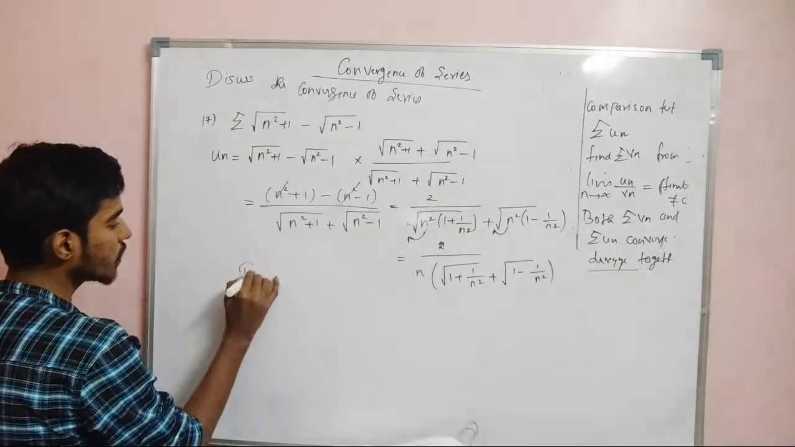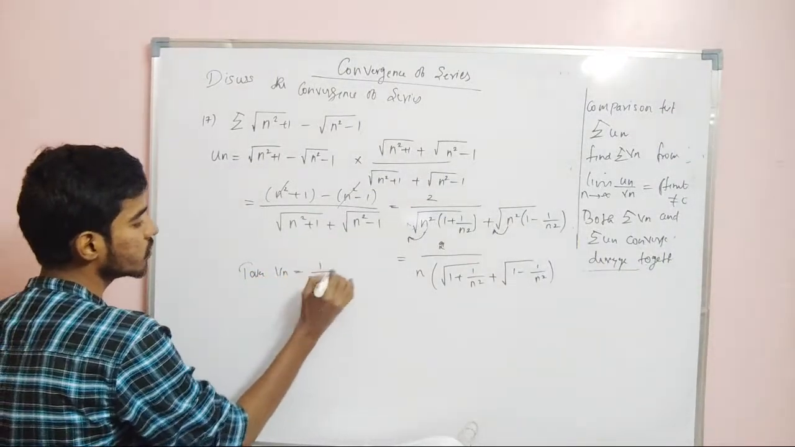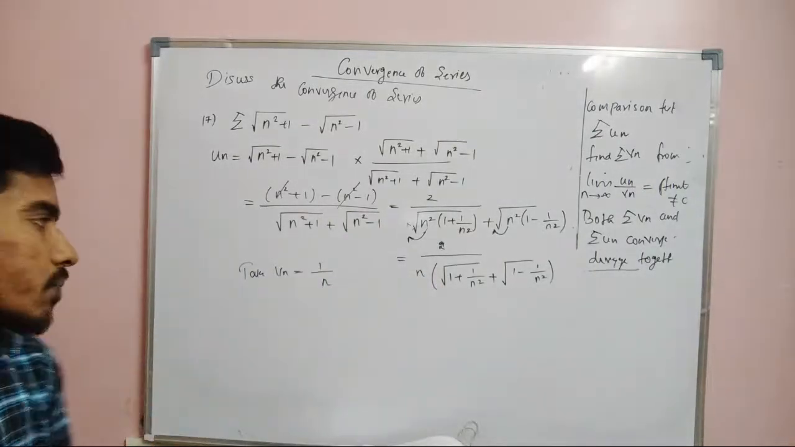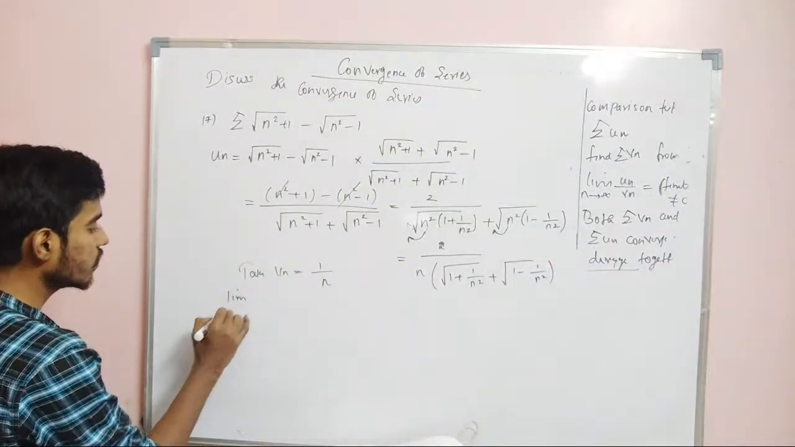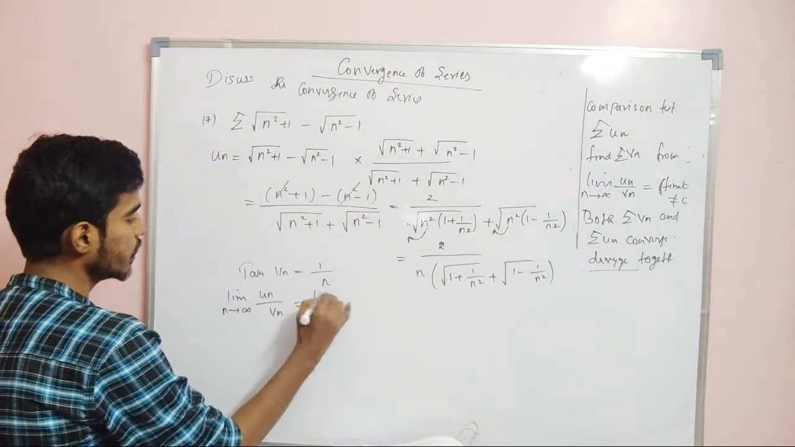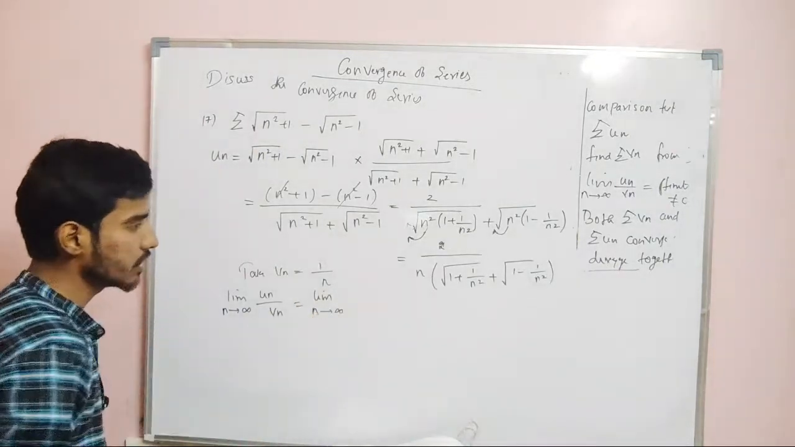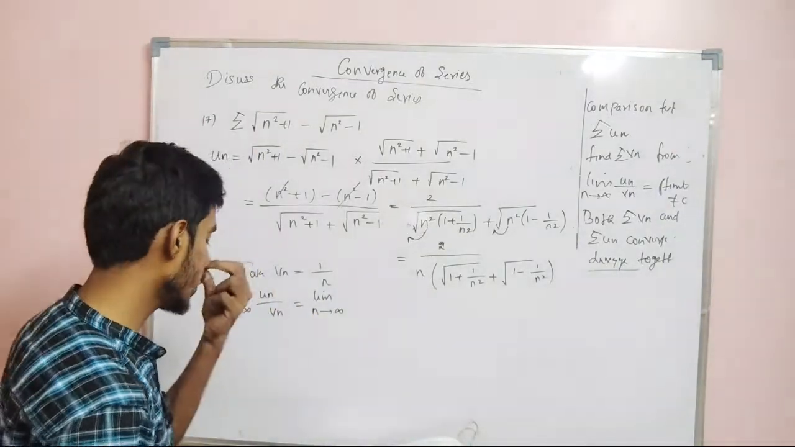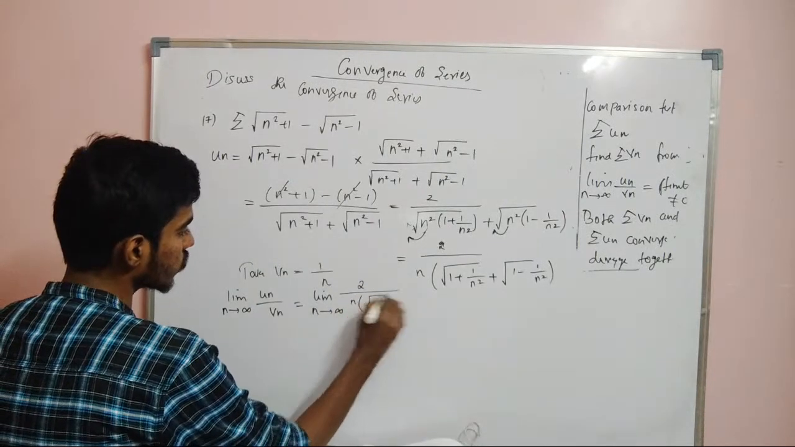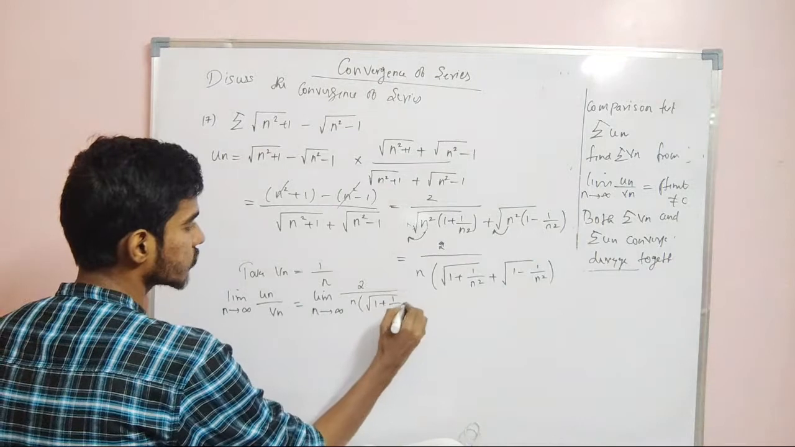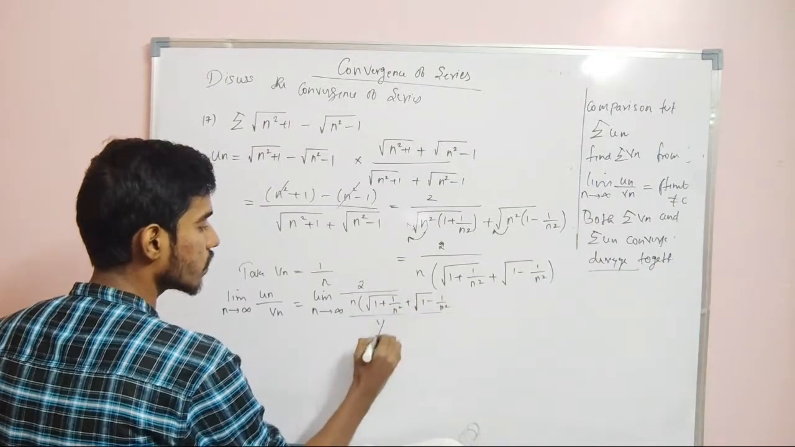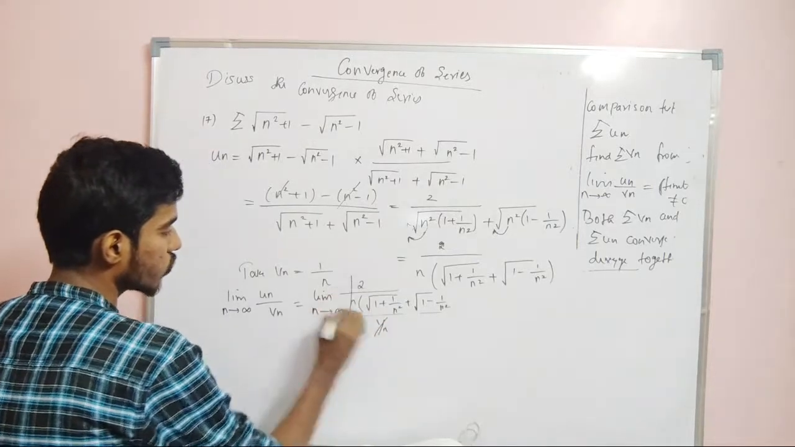Now you take bn to be 1 by n. You can take any bn, or else you can also take 2 by n, no problem. Now you find limit n tends to infinity un by bn. This will be limit n tends to infinity. Now if you find un by bn, so un is 2 by n into square root of 1 plus 1 by n square plus square root of 1 minus 1 by n square divided by 1 by n. So this 1 by n and this 1 by n will get cancelled.